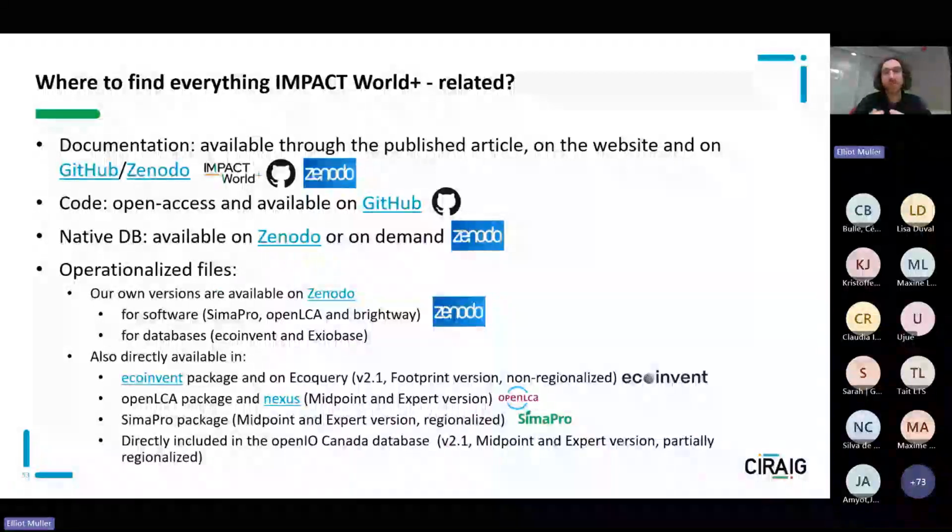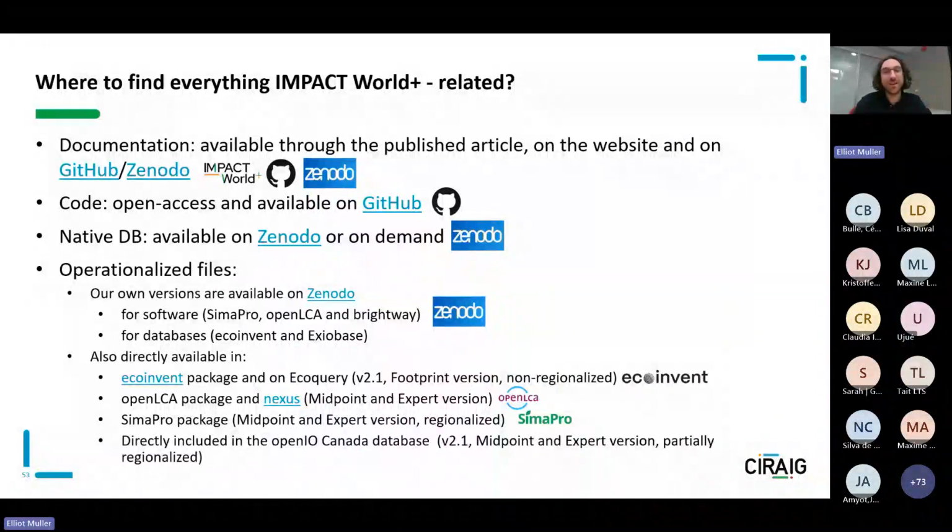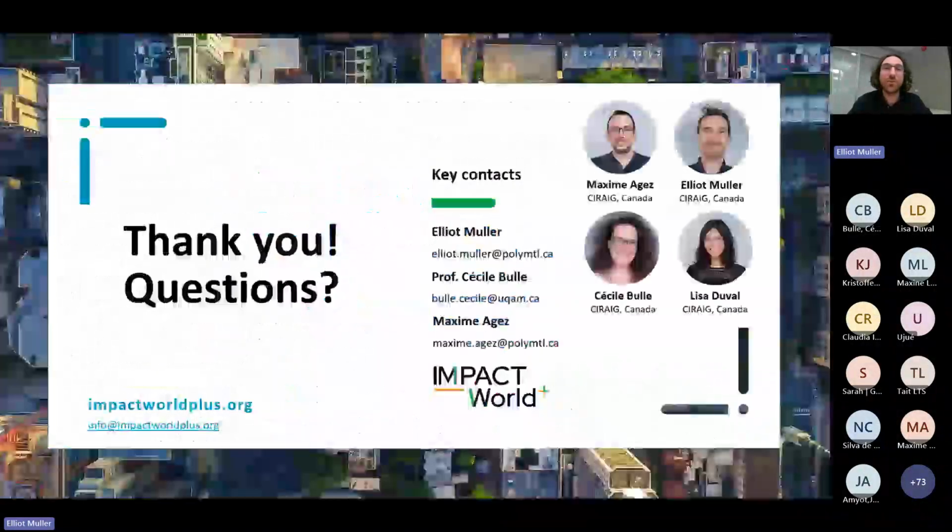They provide regionalized factors, and as I said earlier, you will be able to access different versions of this method, namely midpoint, expert, and footprint versions, as well as the two different ways to take into account biogenic carbon. So yes, you basically have more options with that. And with that, I will thank you for your attention and open the floor for the question period.